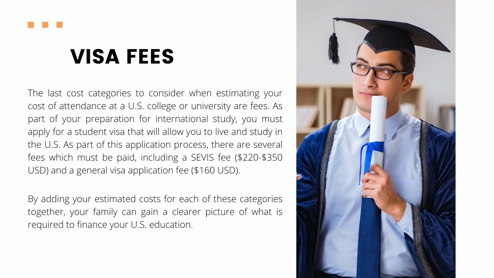Visa fees. The last cost category to consider when estimating your cost of attendance at a U.S. college or university is fees. As part of your preparation for international study, you must apply for a student visa that will allow you to live and study in the U.S. As part of this application process, there are several fees which must be paid, including a SEVIS fee of $220 to $350 USD, and a general visa application fee of $160 USD.